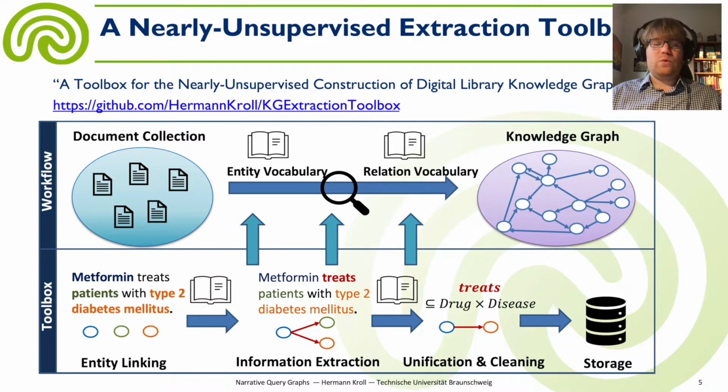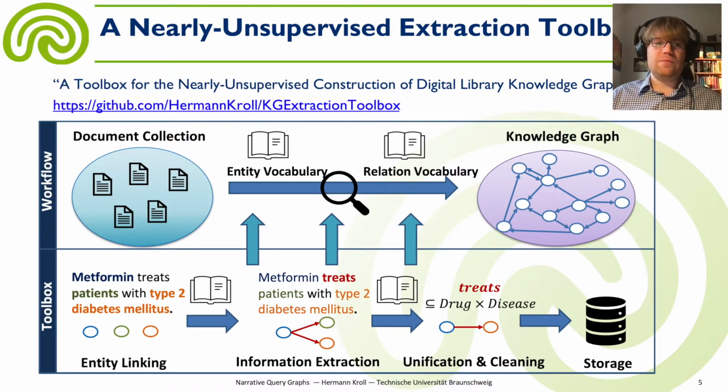The first question would be, how can we do the extraction step? And this is something which we have published in this year's JCDL. So we have published a toolbox for the nearly unsupervised construction of digital library knowledge graphs. And the main idea was to use methods which do not need training data in the extraction phase. So if you use the toolbox, you only need an entity vocabulary and a relation vocabulary. Of course, because we build upon open information extraction, for example, you may lose quality in practice because supervised methods might be better. But this is out of scope for this paper.